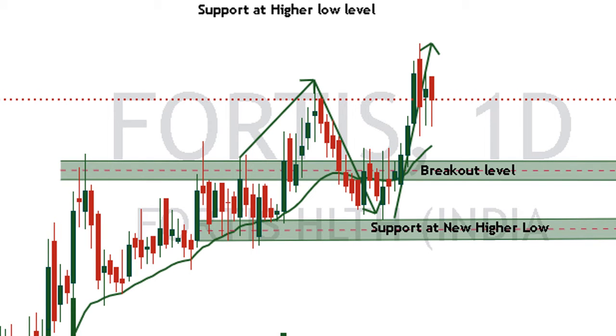This is an example wherein the price takes support at the new high low which is formed after the breakout of the structure. In this case, in case of Fortis, you can see the price moves out, retraces, but doesn't take support at the breakout level. It comes down to the new high low which has been formed, takes support from it and then goes on to make a new higher high.